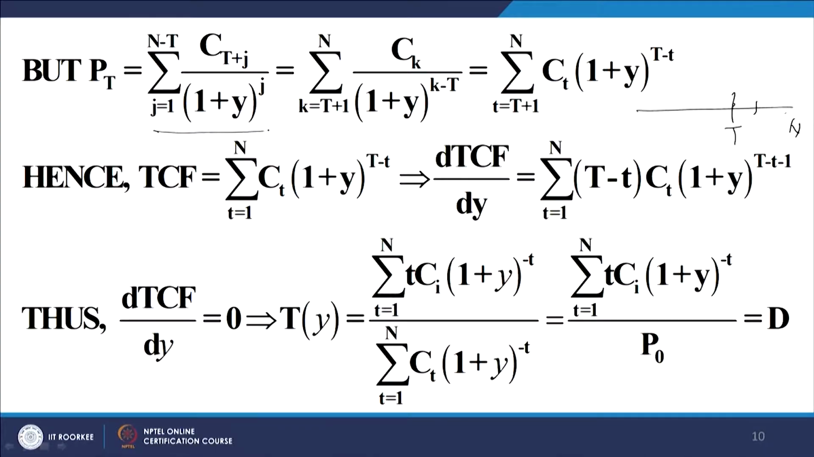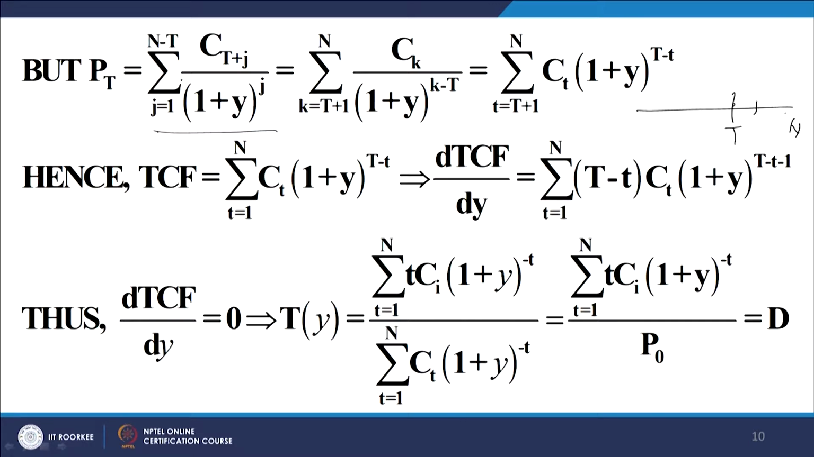This is given by this expression. The cash flow that I get at T plus 1 is discounted for 1 year, the cash flow that I get at T plus 2 is discounted for 2 years, and so on up to capital N. That is, N minus T cash flows will be discounted.